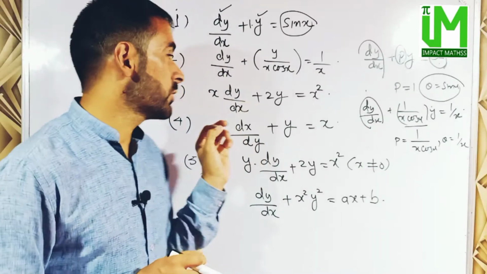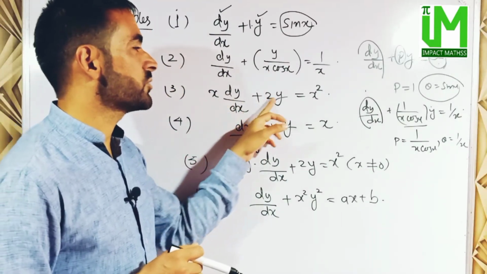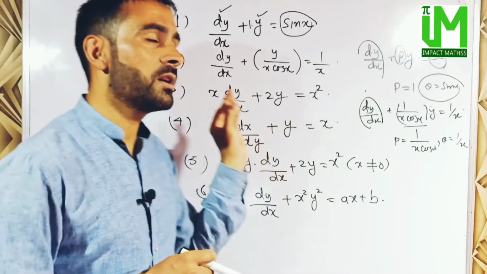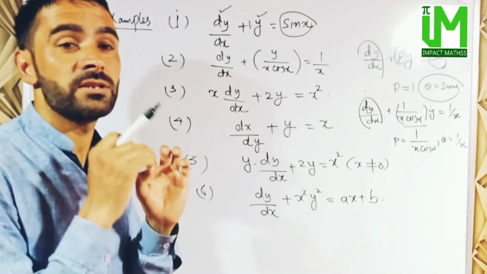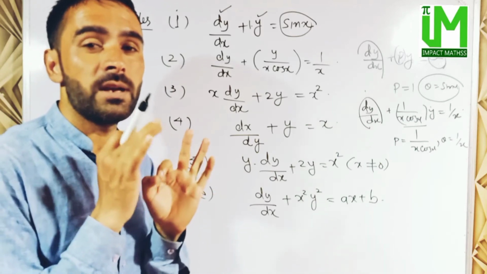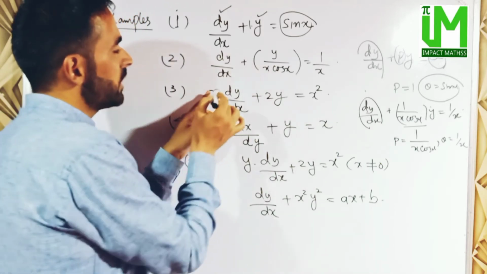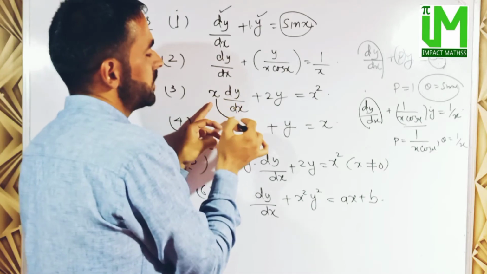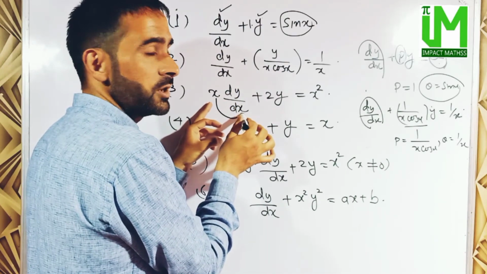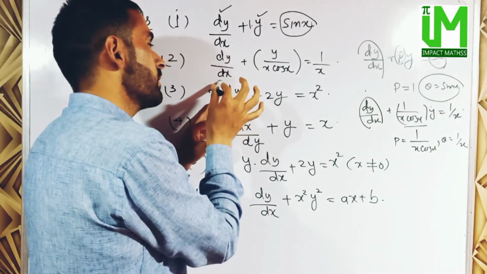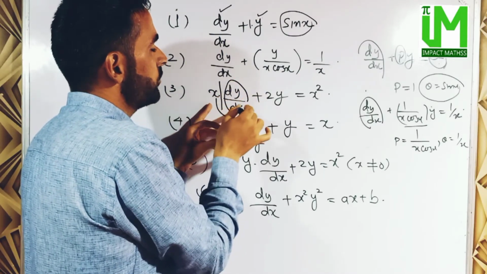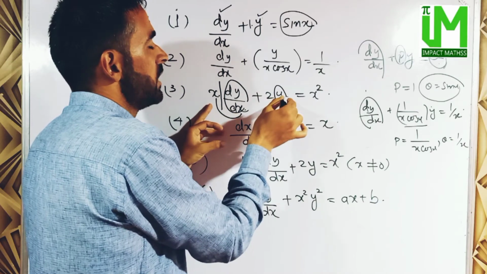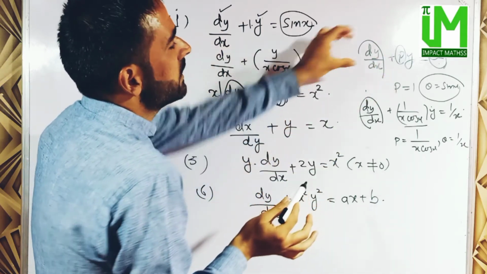Now the third one we have x dy by dx plus 2y is equal to x square. We just saw that the dependent variable and the derivative of the dependent variable should not be multiplied together. Here we have x, which is the independent variable, x is not the dependent variable here. So we will not have any problem with this term. So dy by dx is of first degree, y is of first degree.